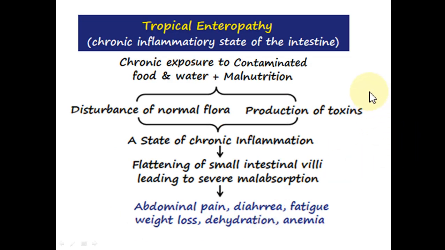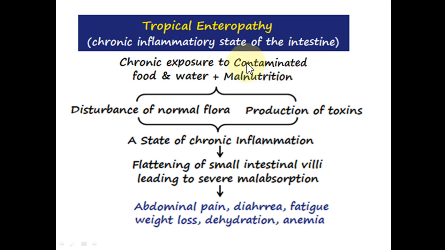So in tropical sprue or tropical enteropathy, what happens is that the repeated bouts of gastroenteritis and infections in the intestine put the bowel in a state of chronic inflammatory condition or chronic inflammation. And as I said, it is believed that this may result from chronic exposure to contaminated food and water, and moreover, in the developing countries, malnutrition is also a problem.